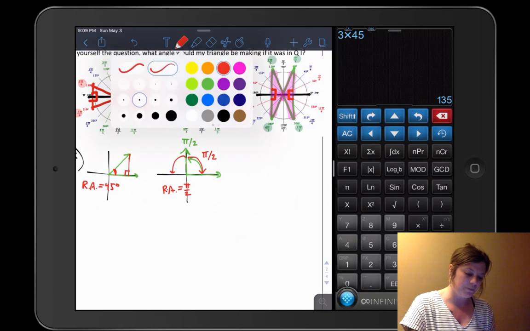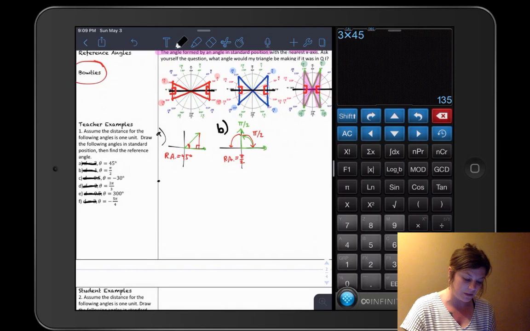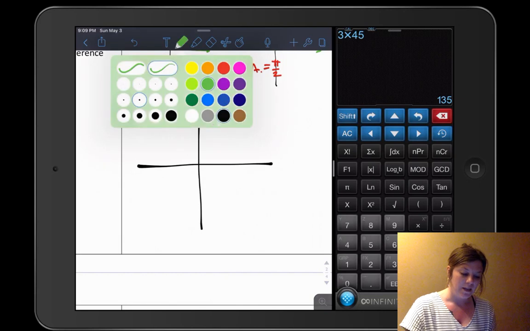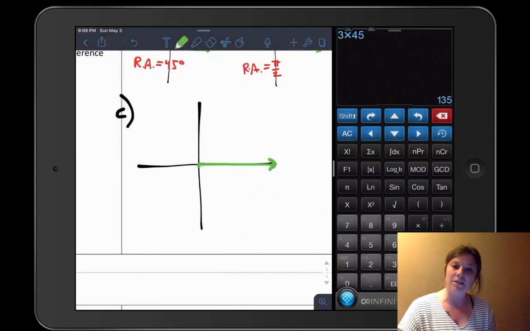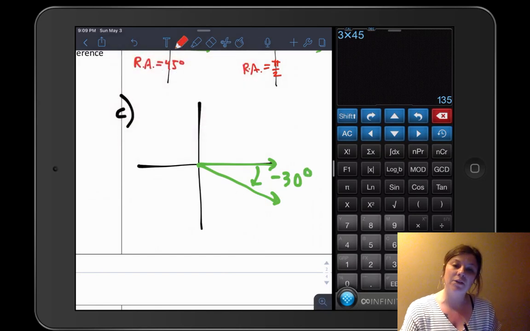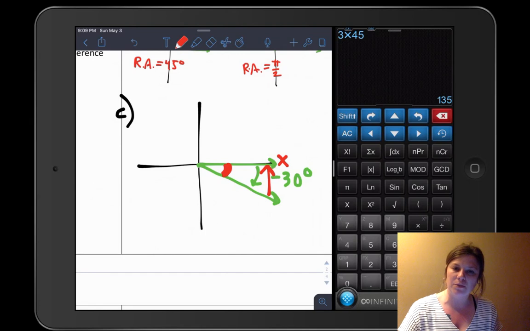So let's try question C, and hopefully it's a little more clear. So this one, again, is going to be pretty clear that here is my standard position, and then my angle is negative 30. So I'm going to go negative 30 degrees. And I'm going to form a triangle with the x-axis. Now, I don't want to go that way. That is the y-axis, right? I want to go to the closest x-axis. And then I want to know, what is this angle that I just formed right there?